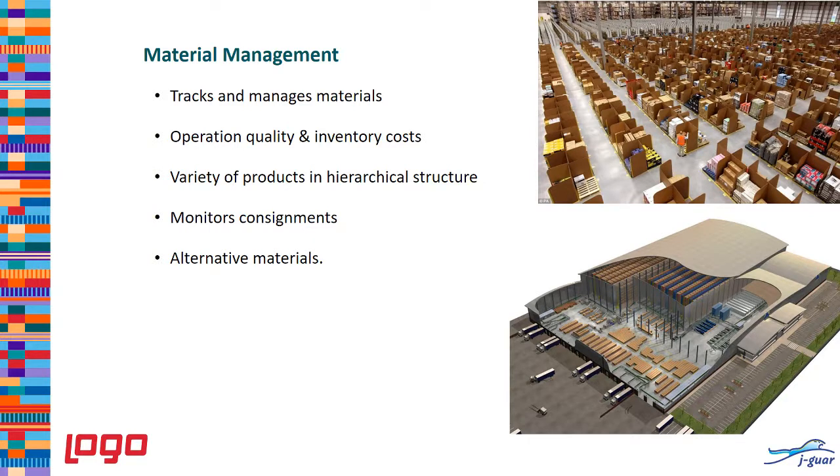You can take a high variety of products in a hierarchical structure using material classes. You can monitor consignments received from suppliers and consignments that are issued to customers very easily. This is also very important in big distribution companies and sales companies.